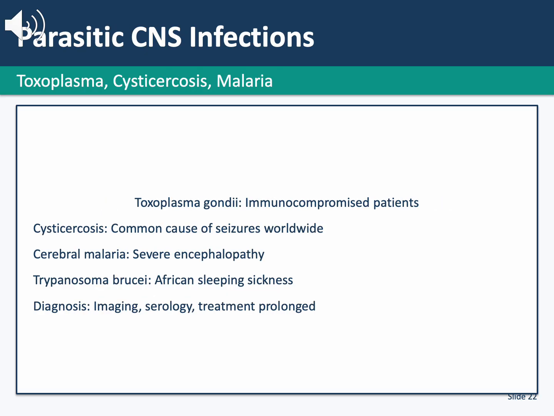Parasitic CNS infections are less common in developed countries but remain important causes of CNS infection worldwide. Toxoplasma gondii causes encephalitis in immunocompromised patients, particularly those with CD4 count less than 100 cells per microliter. Cysticercosis caused by Taenia solium is a common cause of seizures worldwide. Cerebral malaria caused by Plasmodium falciparum can cause severe encephalopathy.